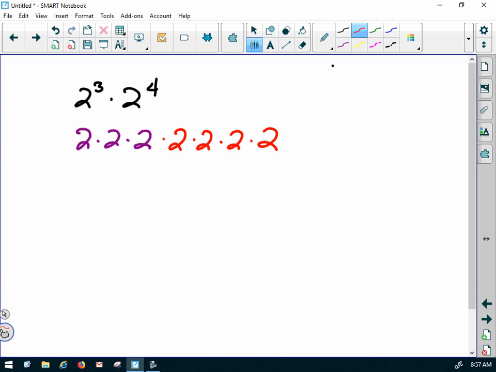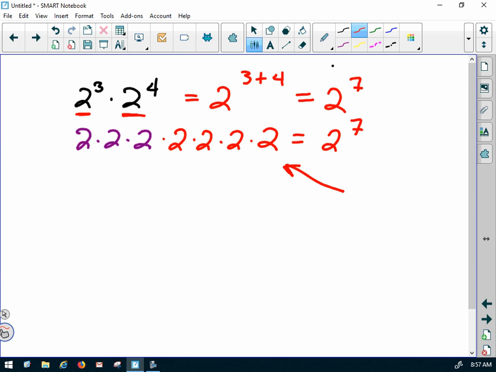Now, how many 2's are there? 7. So that is 2 to the 7th power. Wait a minute, did I have to write all that out to figure out that that was 2 to the 7th power, or could I have looked up here and said, oh, that's 2 to the 7th power? By doing what? That's right. When I multiply like bases, all I have to do is add the exponents. You do not have to go through all of this.